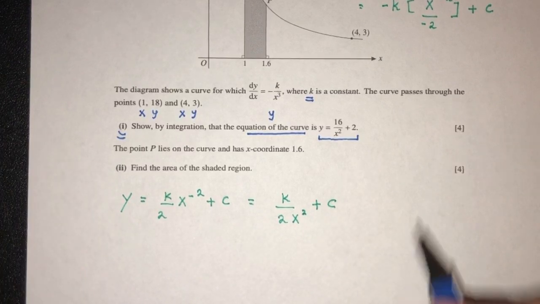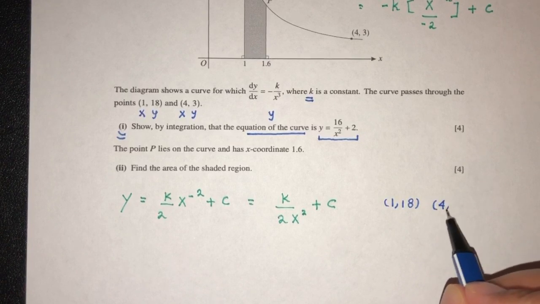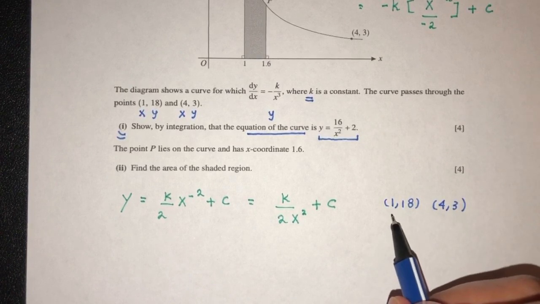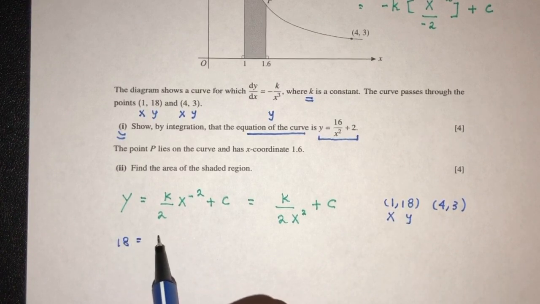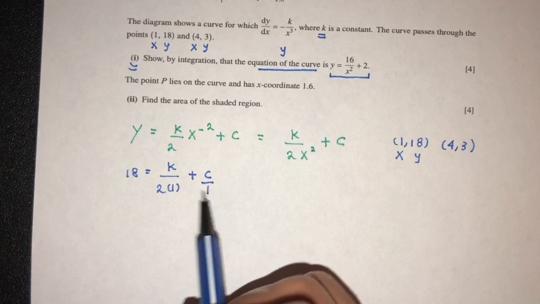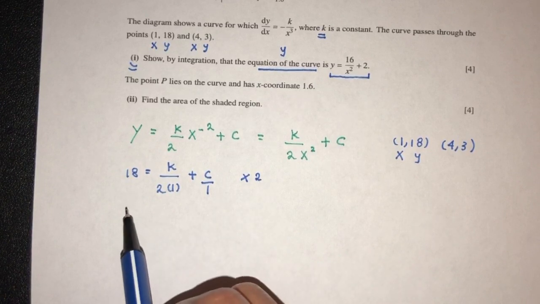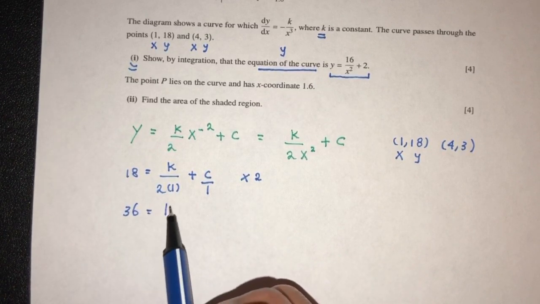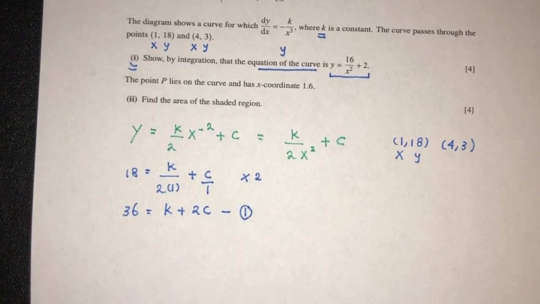Now we have two passing points, which is 1, 18 and 4, 3. So let's use the first one. When x equal to 1, y equal to 18, that will be 18 equals k over 2 times 1, which is 2, plus c. Now we can simplify, obviously. To cancel out this value, we can multiply everyone by 2. So you will have 36 equal to k plus 2c. And this is my equation number 1.